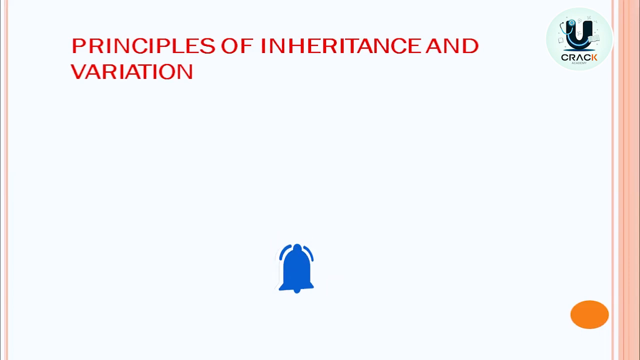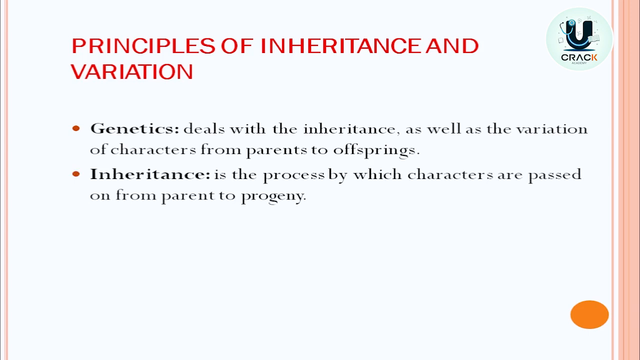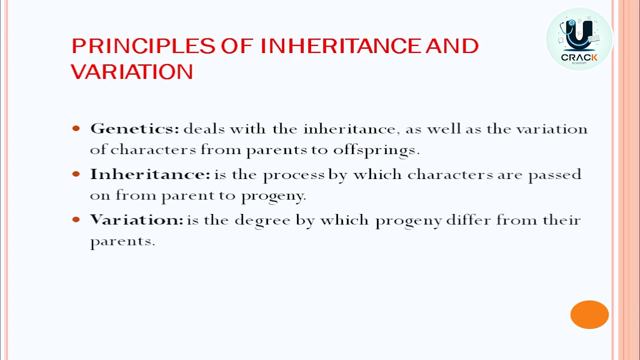We'll see first principles of inheritance and variations: genetics, inheritance and variations. These are three words you're supposed to know first. Genetics always deals with inheritance. Inheritance is actually a process in which characters are passed on from parent to progeny. Variation is the degree by which progeny differ from parents.